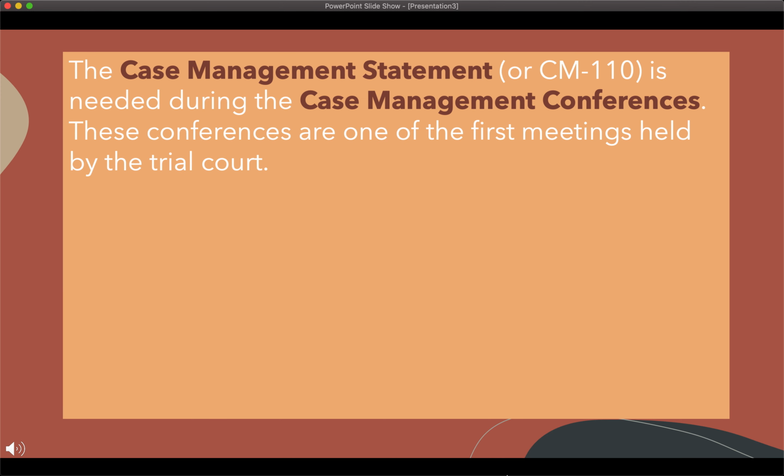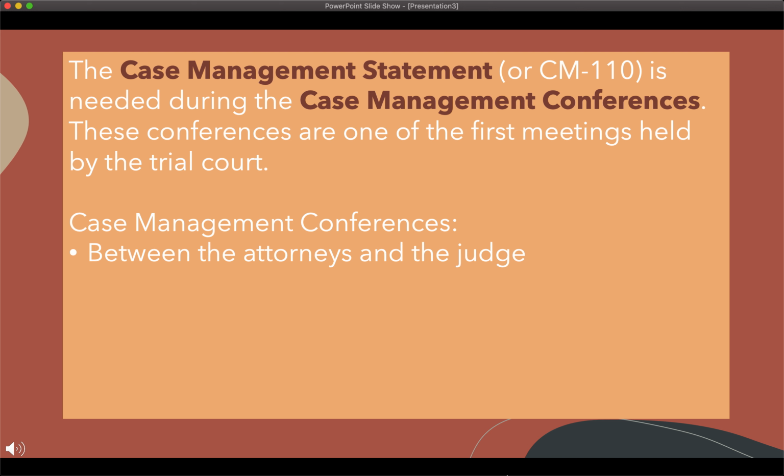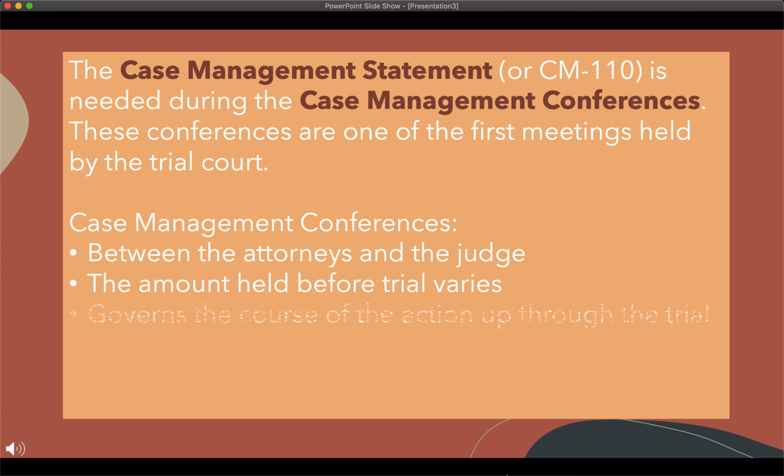The case management statement, also known as Form CM-110, is needed during the case management conferences. These conferences are one of the first meetings that is held by the trial court for many reasons. As an overview, case management conferences are usually meetings held before the trial between the attorneys and the judge. Depending on the court practices, action, and judge, there can be many or very few conferences held before the actual trial. Ultimately, this conference governs the course of the action up through the trial and aims to identify the issues in the dispute and the evidence that will be presented.